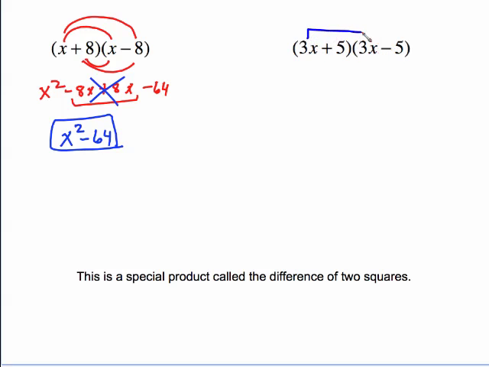I can just do 3x times 3x, which is 9x squared, and then I can just do the backs. 5 times negative 5 is negative 25. No reason to do the O and the I setup because they're going to cancel out. This is a very special setup, and it's called the difference of two squares. The reason it's called the difference of two squares is because that's what it turns into.